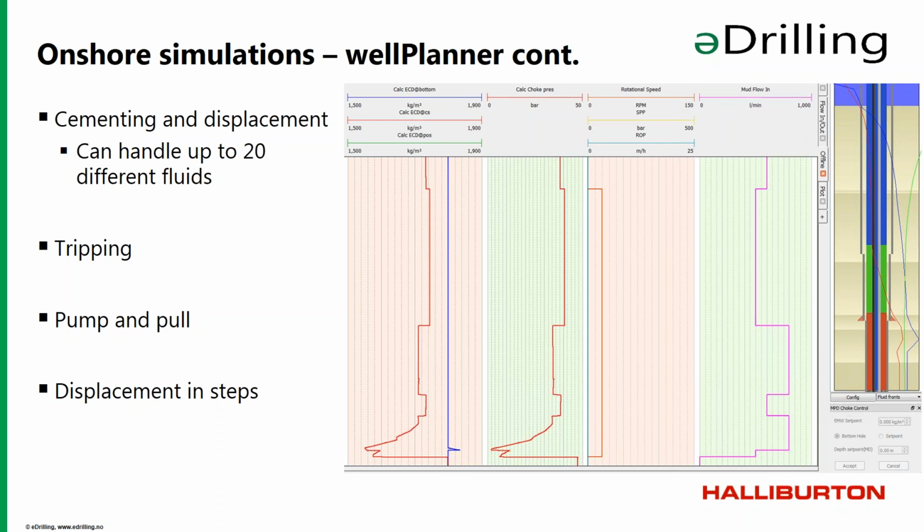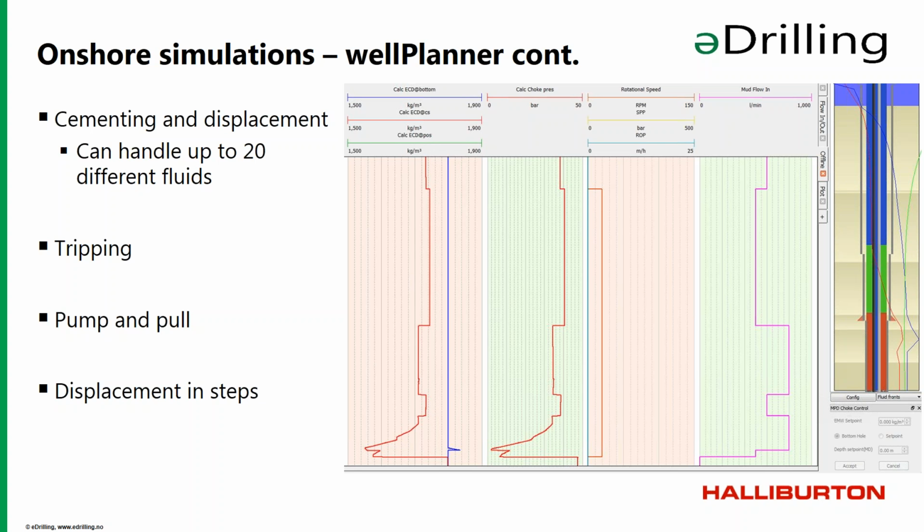So then we work very closely together with the mud supplier and also the cementing company to find the optimum both rheologies and weights of the spacer and cement and displacement fluids to avoid fracking the formation during the cement operation.